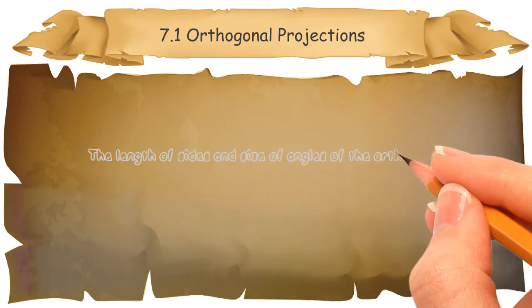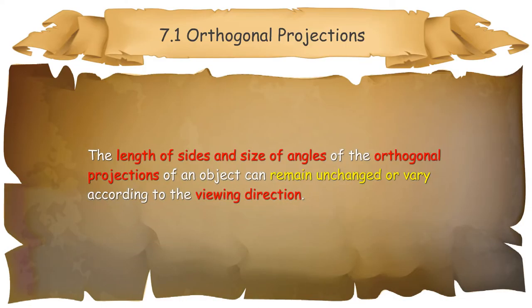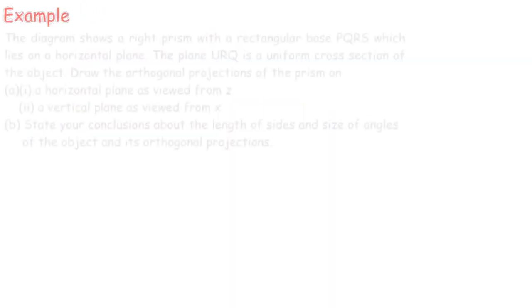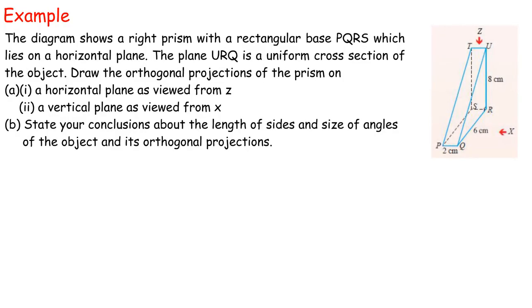The length of sides and size of angles of the orthogonal projections of an object can remain unchanged, or vary according to the viewing direction. Example A. The diagram shows a right prism with a rectangular base PQRS, which lies on a horizontal plane. The plane URQ is a uniform cross-section of the object. Draw the orthogonal projections of the prism on A. 1. A horizontal plane is viewed from Z. 2. A vertical plane is viewed from X. B. State your conclusions about the length of sides and size of angles of the object and its orthogonal projections.